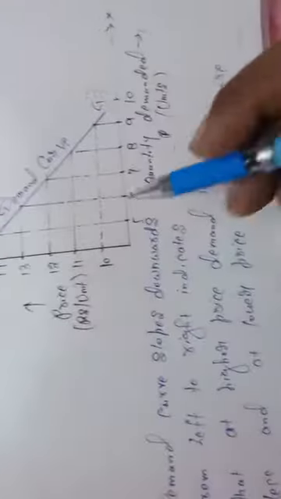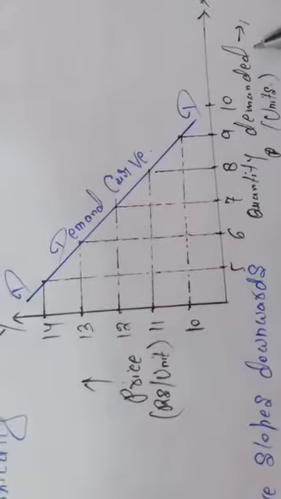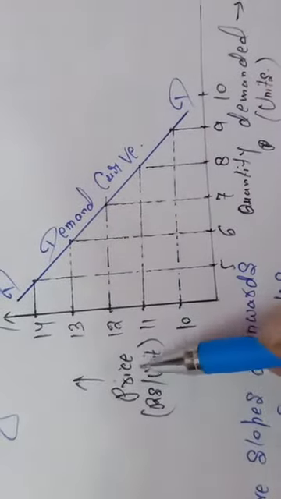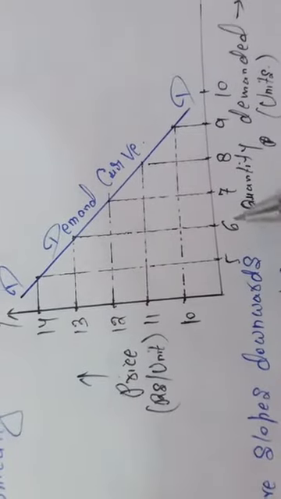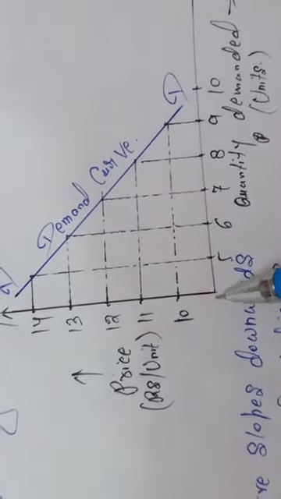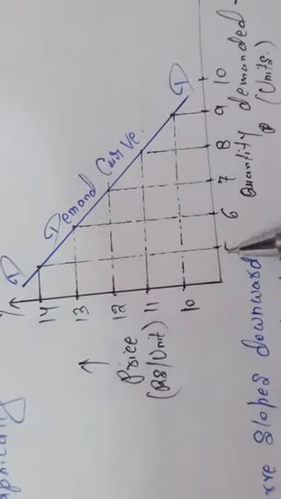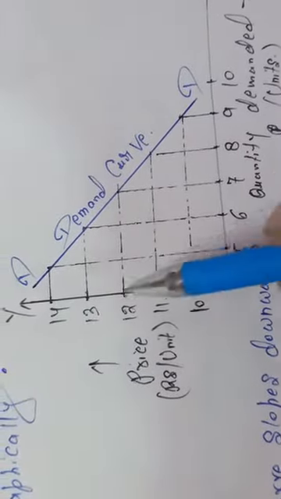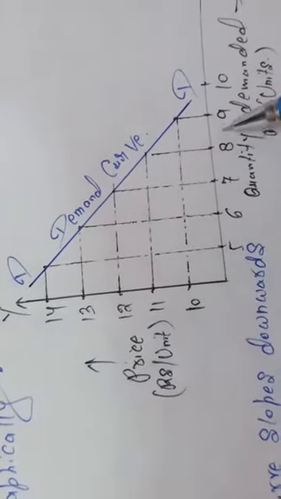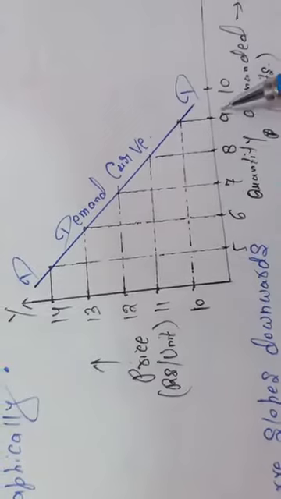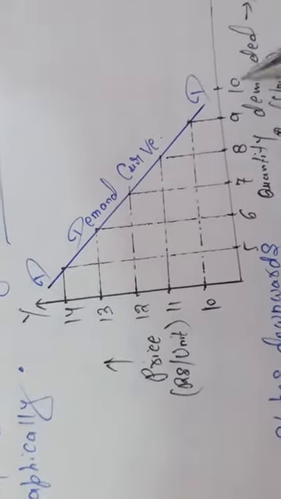Look here, one of the demand curves I have represented here. On the x-axis, I have taken quantity demanded. On the y-axis, I have taken price in rupees per unit. Quantity demanded are 5, 6, 7, 8, 9, 10. Price 10, 11, 12, 13, 14. So when the price is rupees 14, quantity demanded is 5. Price 13, quantity 6. Price 12, quantity 7. Price 11, quantity 8. Price 10, quantity 9. So in this way we are seeing that as price is decreasing, quantity is increasing.